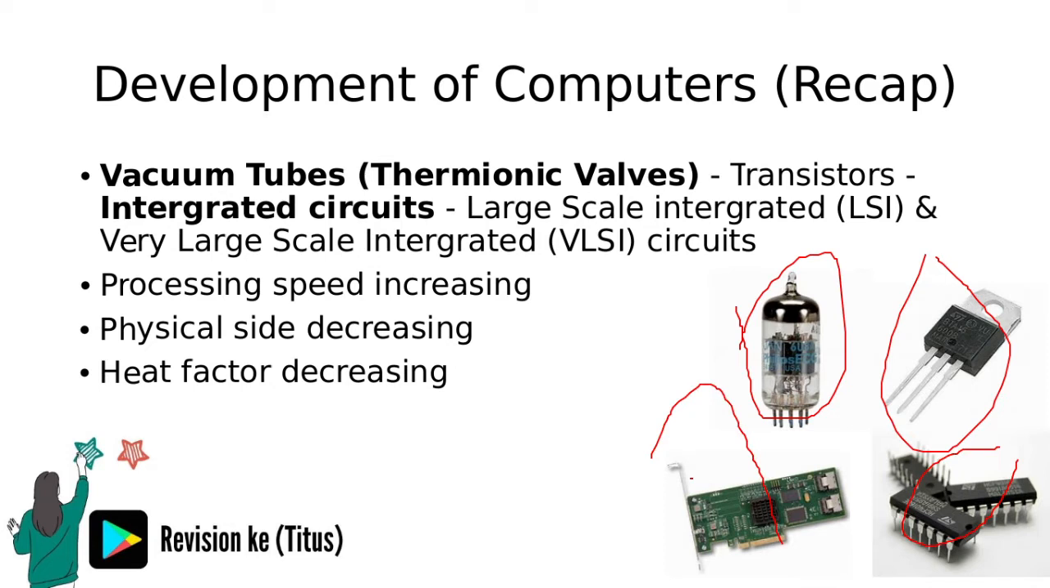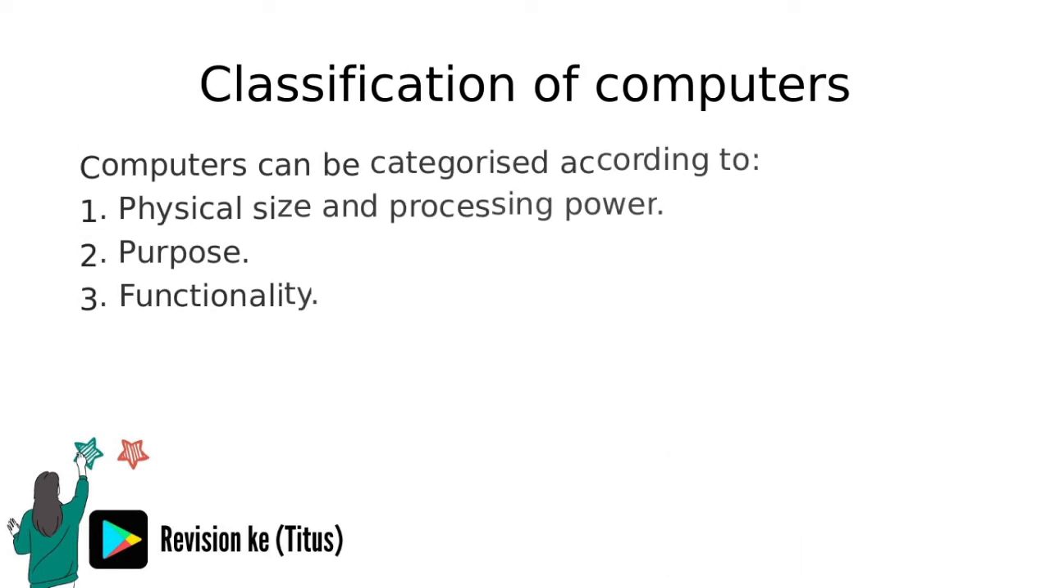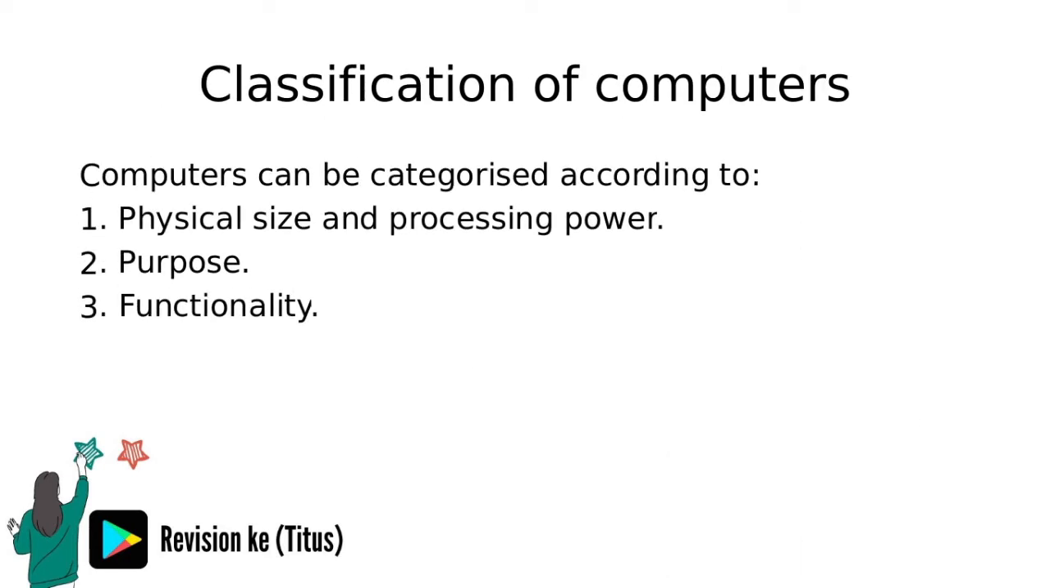Let's clear this so that we explain the other trends that you ought to have taken note of. The processing speed goes on increasing while the physical size of the computer decreases. The heat factor decreases. What I mean by the heat factor is how much heat is being produced. So in our modern day world, we classify computers in any of the following manners: the physical size and processing power, the purpose for which they are built, and their functionality.